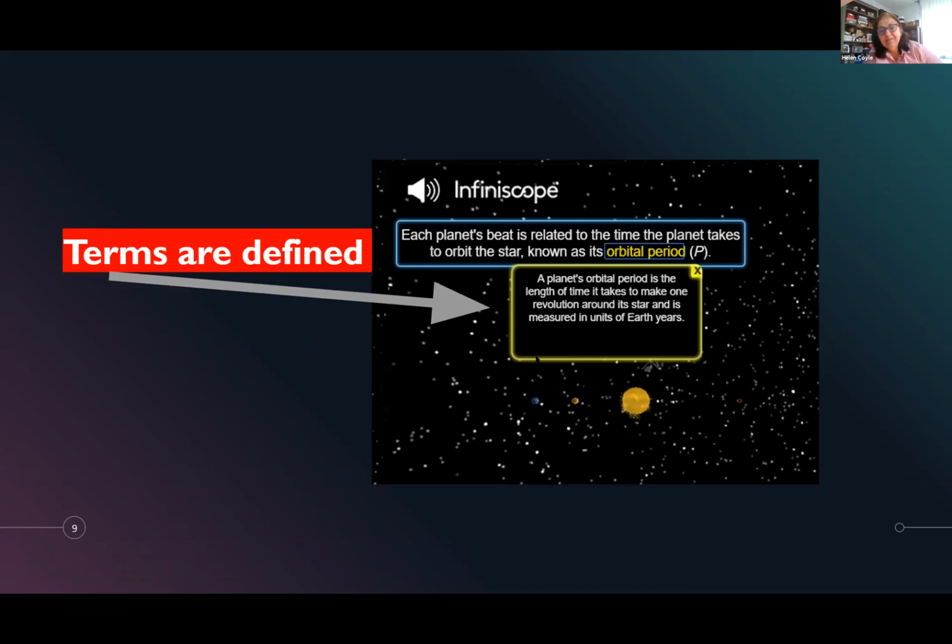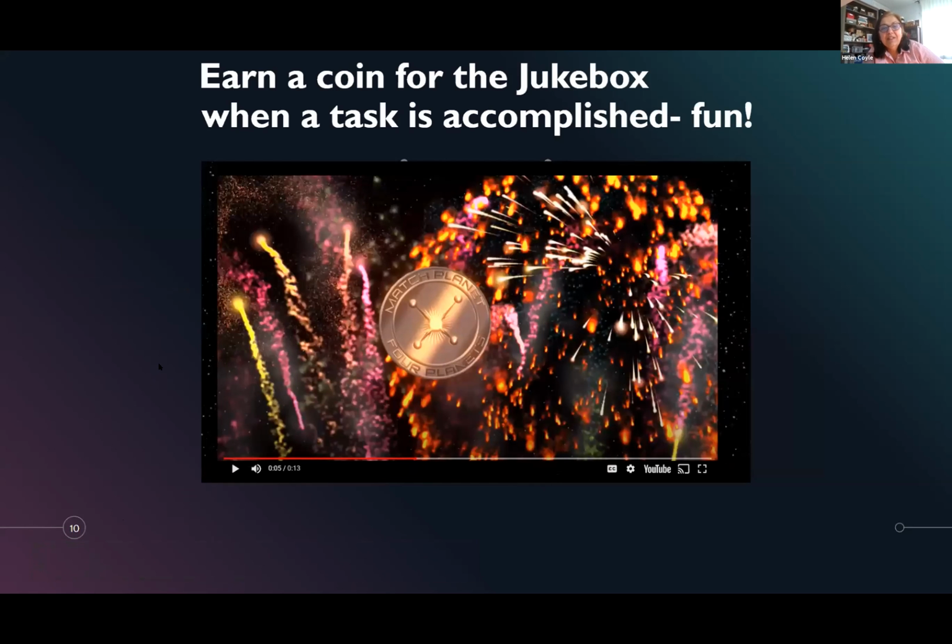Whoever doesn't need to see it doesn't have to click on it, so those students can just continue moving to the next thing. As a little bonus and to make it fun, kids get these little coins to use in the jukebox. This is why it's called Celestial Jukebox.